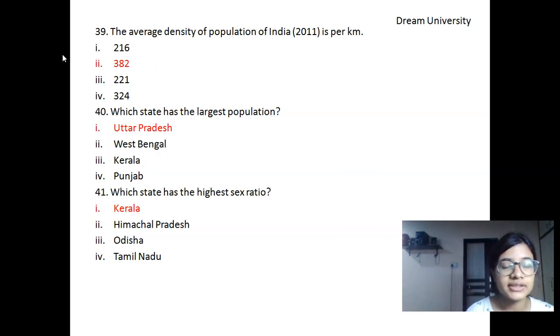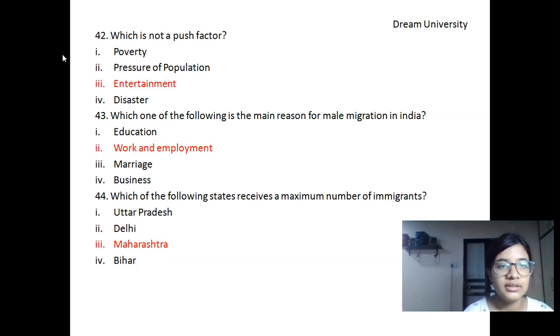Then the average density of population of India according to 2011 census is 382 persons per square kilometer. These figures are very important, so go through them again. Then state having the largest population is Uttar Pradesh. Then which state has the highest sex ratio? It is Kerala. Then which is not a push factor? Entertainment is obviously not going to be a push factor.